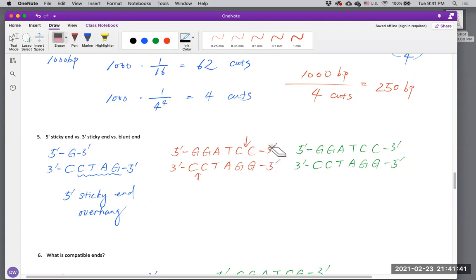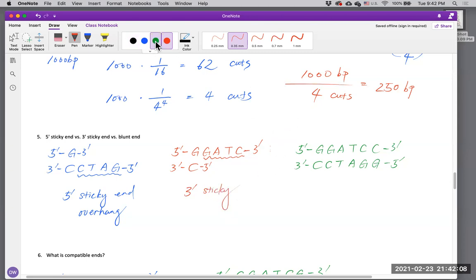So similarly, I'm going to use an eraser to remove one of the 2 resulting ends. The next thing I'm going to do is to label the ends. So this is going to be 3 prime and this is going to be 5 prime. We can see that this single-stranded DNA structure is now at the 3 prime end. So this is called the 3 prime sticky.